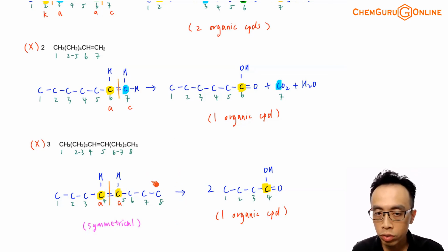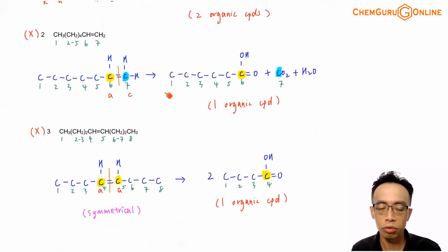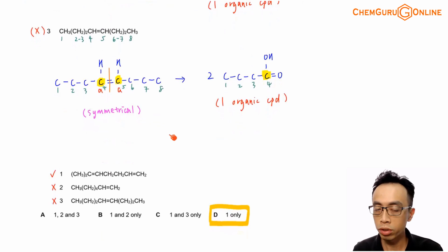So once we have deduced all the products involving the strong oxidation for alkene number 1, number 2, and number 3, then we can take a look at the options. Question 1, which one will give me 2 organic compounds, correct? So number 1, yes, I'll have 2 organic compounds. Number 2 and number 3, both of them will not give 2 organic compounds. So the answer to this question will be option D.